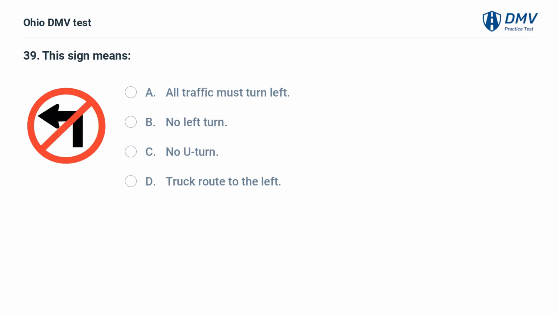This sign means A. All traffic must turn left. B. No left turn. C. No U-turn. D. Truck route to the left. B. No left turn. This sign indicates that left turns are prohibited.